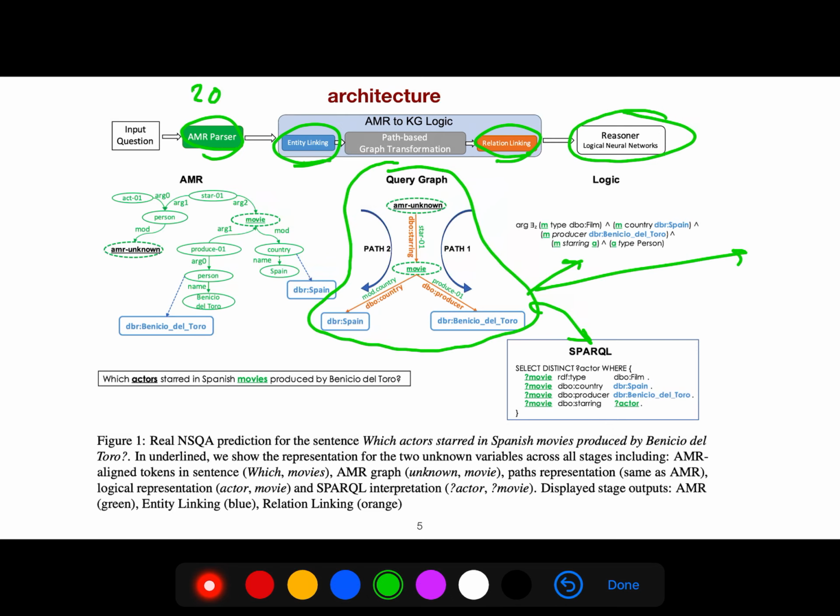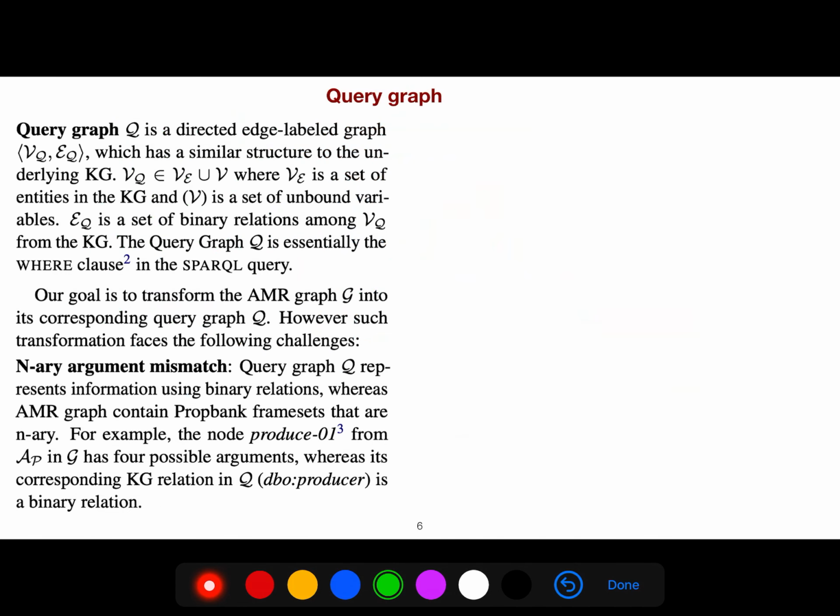So you know that we are parsing it. These are the relations, for example, arg0, arg1, then it becomes arg1 and then modifier, and so you see you can parse it. And here you relate it to the knowledge graph, because you need to relate it, so that's another process. So what is the query graph? Query graph Q is a directed edge-labeled graph which has a similar structure to the underlying knowledge graph. Our goal is to transform the AMR graph into the corresponding query graph.